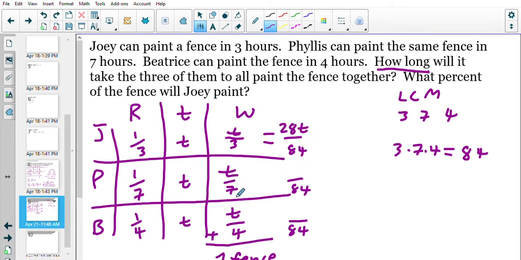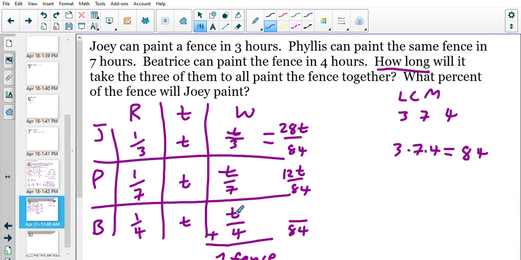For Phyllis, she was T over 7. So if we consider that we already have the 7 here, what do we have left? 3 and 4 is 12T. 12 over 84 reduces to 1 over 7.